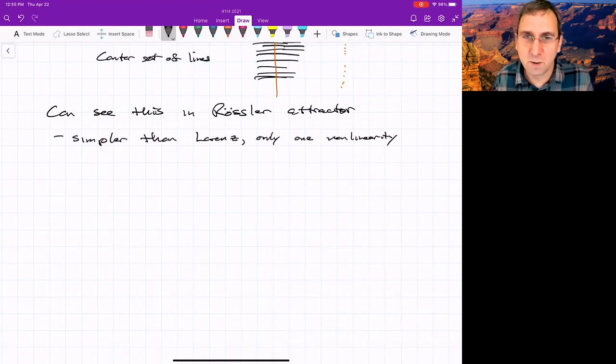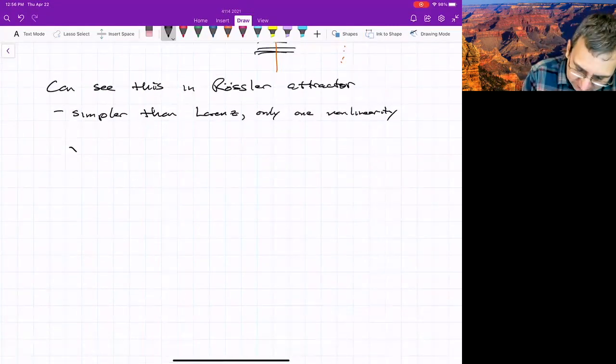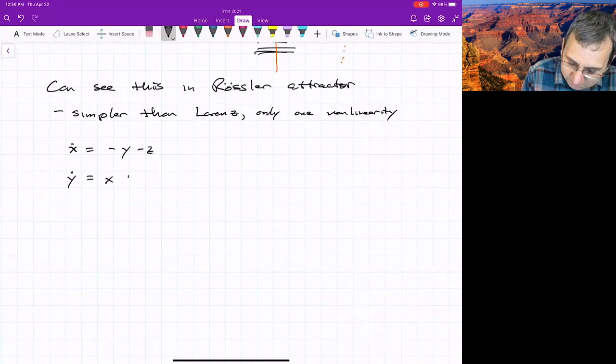So it wasn't motivated by some physics question like Lorenz was motivated by the atmosphere. It was just, could I come up with something simple that does this stretching and folding? So this is the model. We've seen it. x dot equals minus y minus z. y dot equals x plus ay.